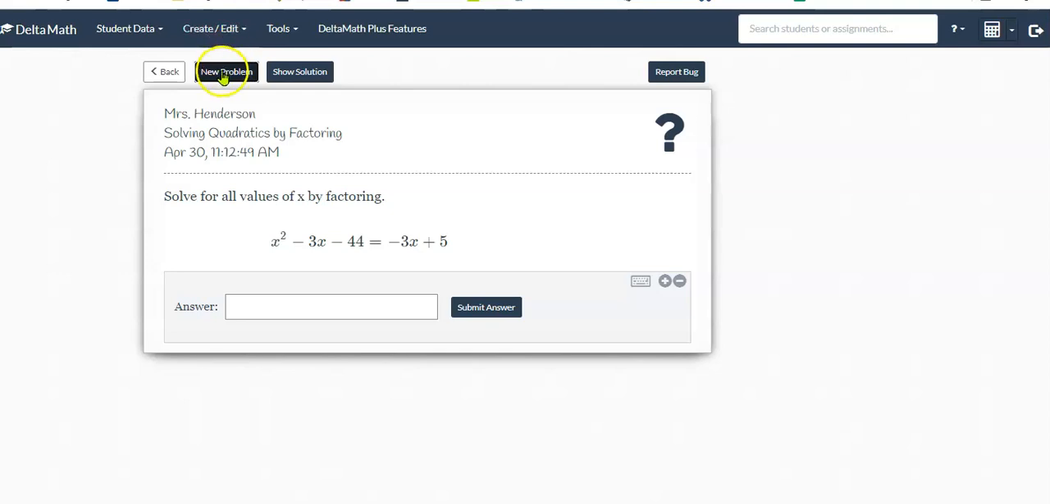Okay, this one's going to be a difference of 2 squares. This one's already equal to 0, right? So all you would need to do is write your 2 factors. So +3 and -3.